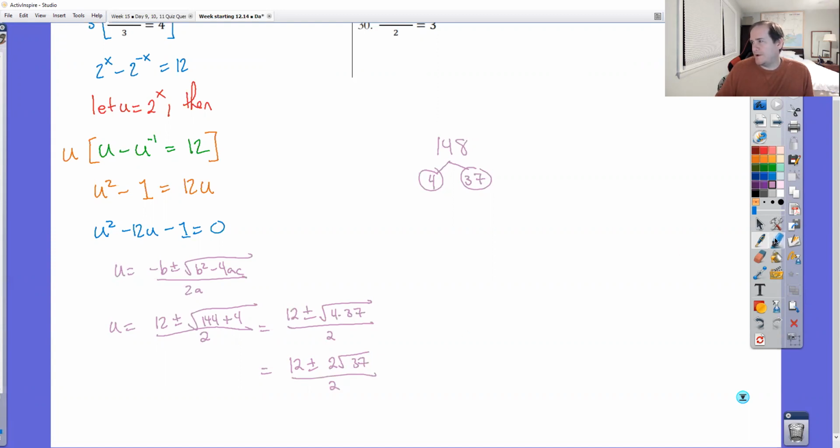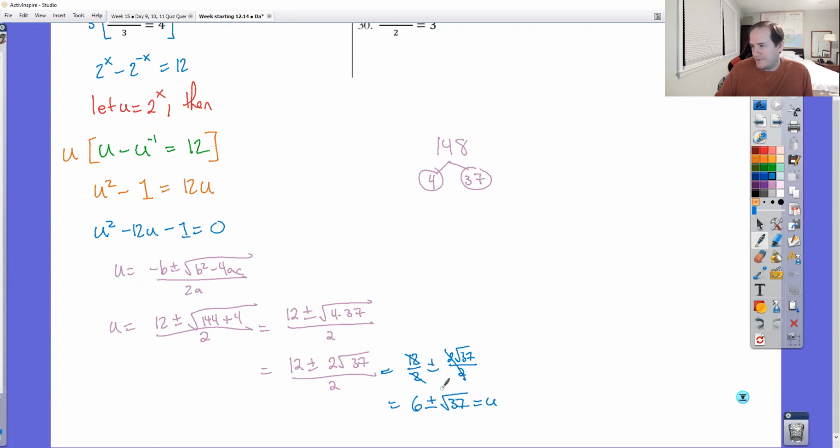And just be super careful now, because so many kids forget this, but we are dividing the 12 by the 2 and the 2 by the 2. That 2 is dividing both of those terms. But to really drive the point home, you might break this down and say, listen, it's 12 over 2 plus or minus 2 root 37 over 2. They both need to cancel and reduce. So there's your 6 plus or minus root 37.